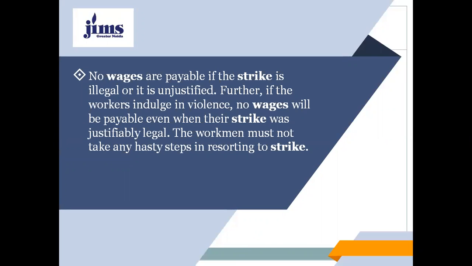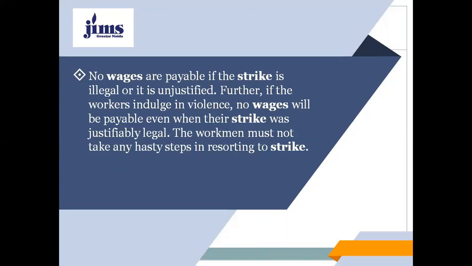See, no wages are payable if the strike is illegal. Under the Industrial Disputes Act 1947, if the strike is illegal or unjustified, and further if the workers indulge in violence, then no wages will be payable even when their strike was justifiably legal. Means the strike was legal, but workers indulged in violence, then in that case also no wages will be payable to the workers.